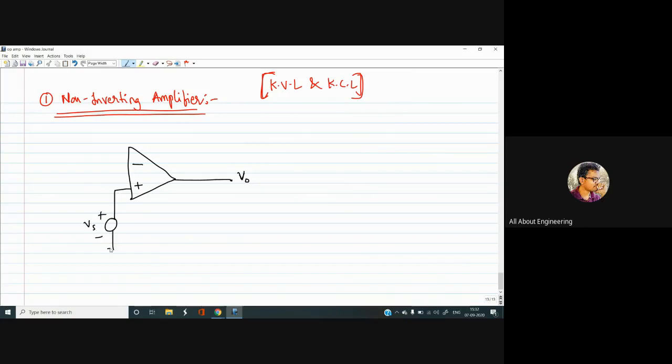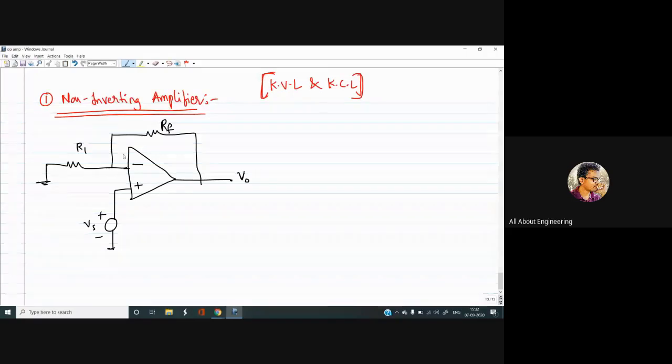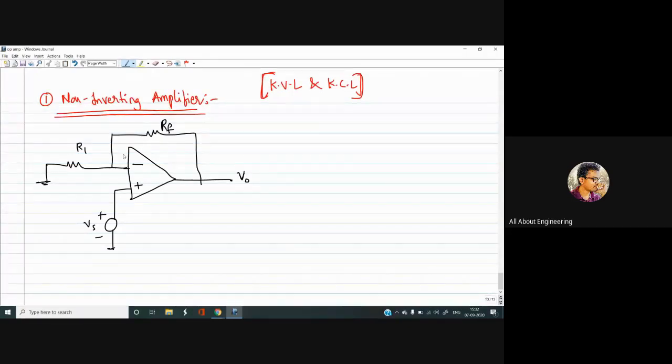This is the source voltage or supply voltage, you can call it, and two resistances R1 and R2 are connected in this fashion, or R1 and RF feedback. Let us take this. This is a circuit for the non-inverting amplifier. Then our task is to find what is the output of this amplifier. That is our prime task.